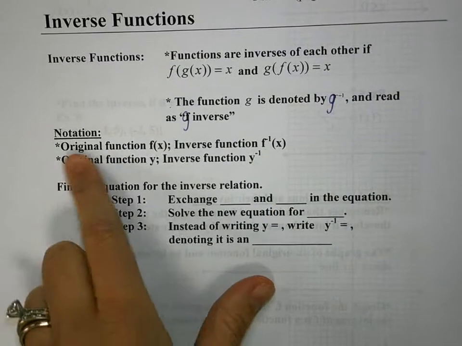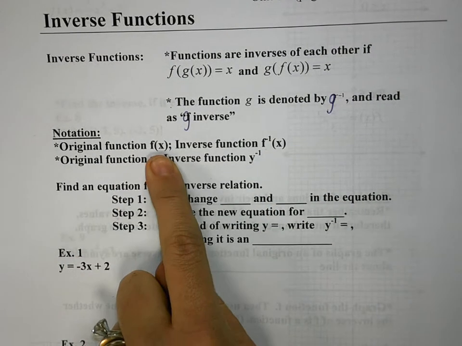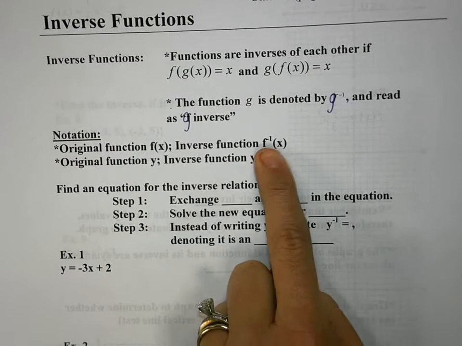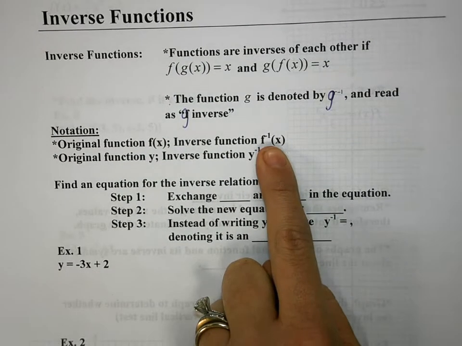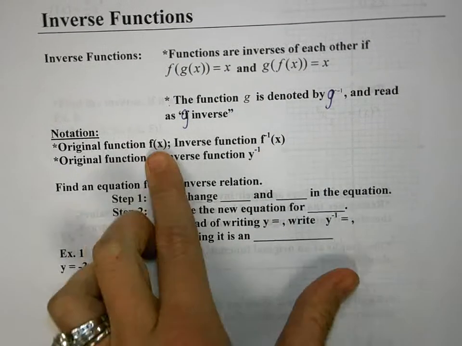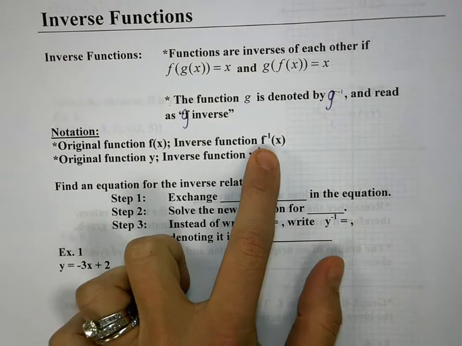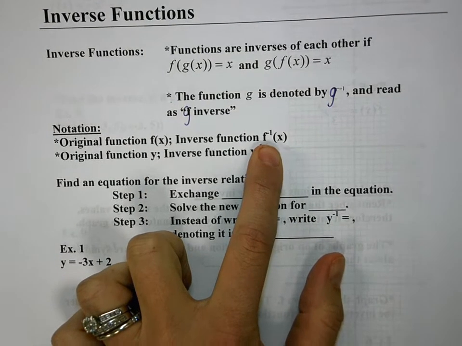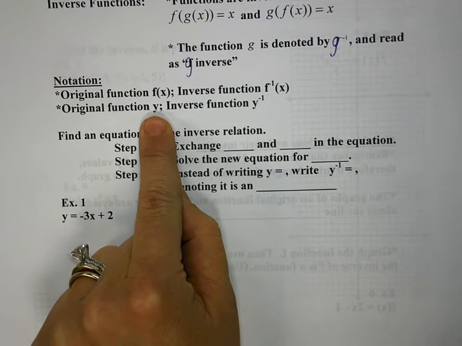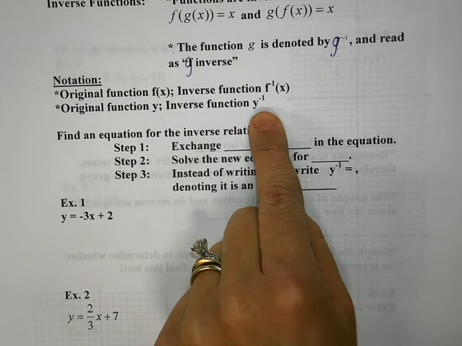Okay? So if your original function, f of x, your inverse function will be f to the negative 1 of x. So that's just telling you one is your original equation and one is your inverse. Okay? Same thing. If the original one is y, your inverse will be y to the negative 1. Yes? So far so good?